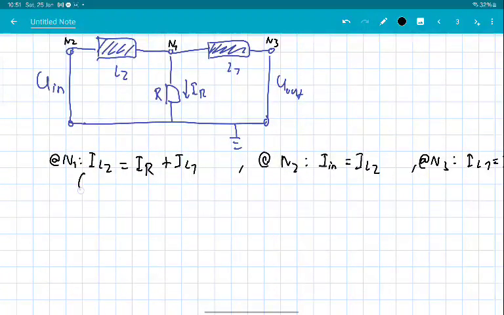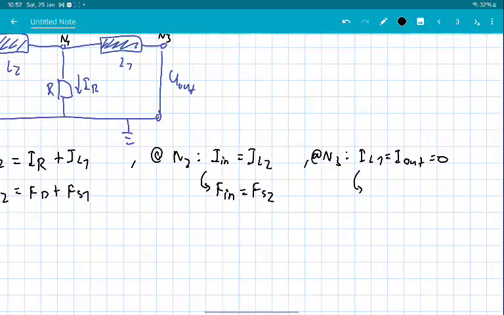So if we convert this to our effort variable, we will get US2 equals UD plus US1. And I in would be U in, not U in, it's not U, I mean it's force, not voltage. F in equals Fs2. And here would be Fs1 equals F out, which equals 0.